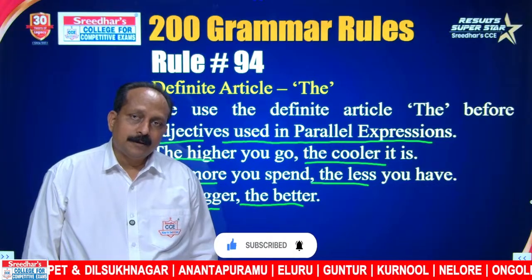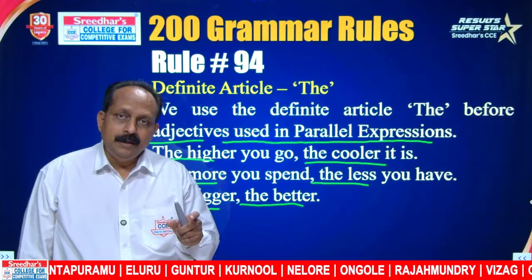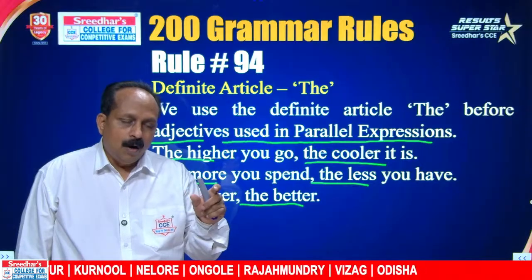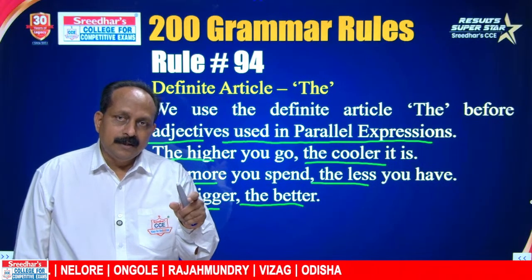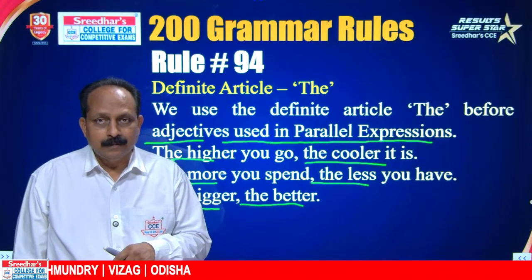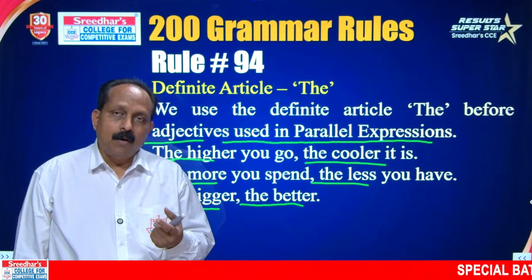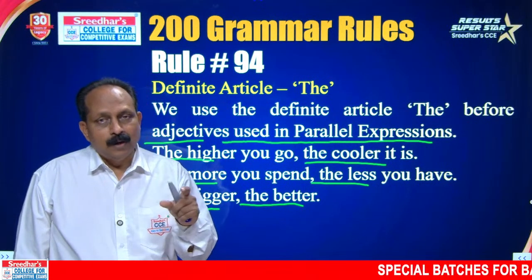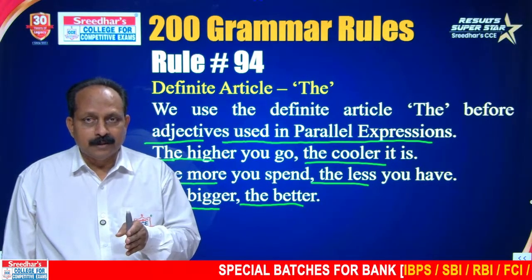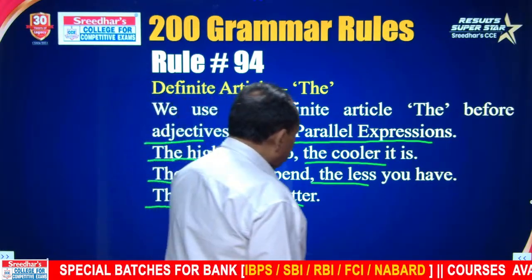Coming to parallel expression, SBI once gave a question. Honesty, integrity and diligent are important for success. Honesty is a noun. Integrity, noun. Then the third word cannot be an adjective. Diligent is an adjective. That is not parallel construction. We have to use a noun form. What is the noun form? Diligence. So what is the correct sentence? Honesty, integrity and diligence are important for success. That is very important.